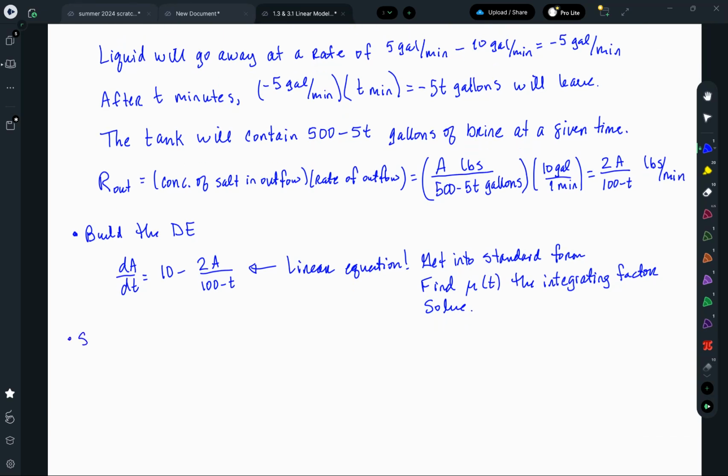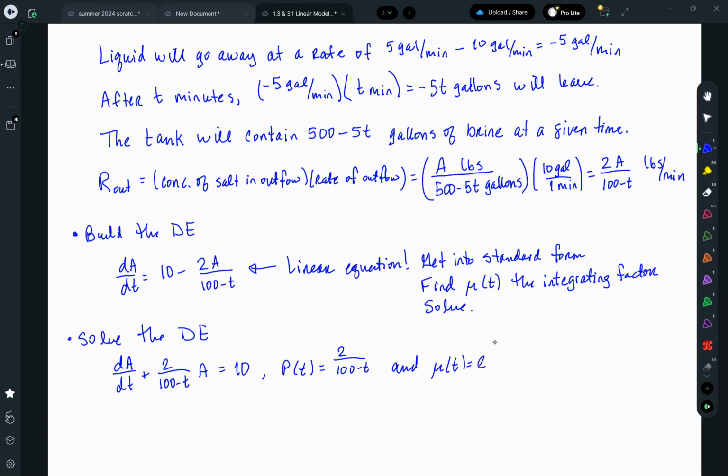Okay, so let's get it into the standard form. We're going to solve the DE in this step. In standard form, we would write it as dA/dt plus 2 over 100 minus t times a is equal to 10. Okay, so then P of t is equal to 2 over 100 minus t. And mu of t is equal to e raised to the integral of 2 over 100 minus t dt.